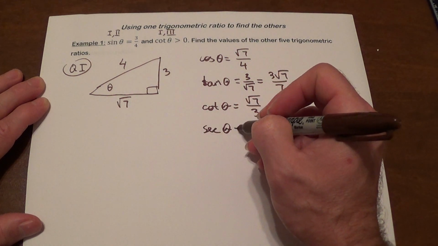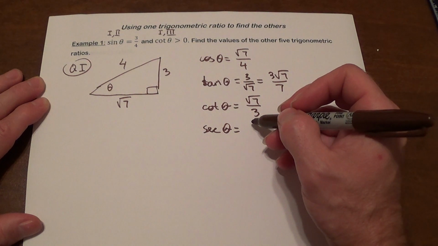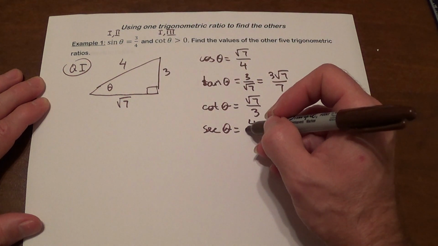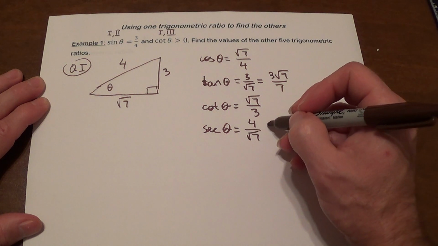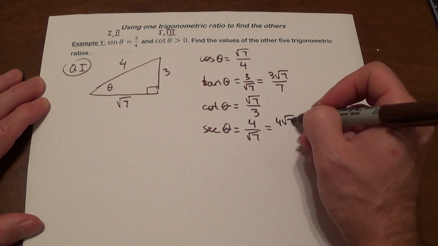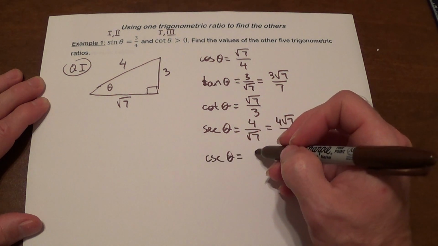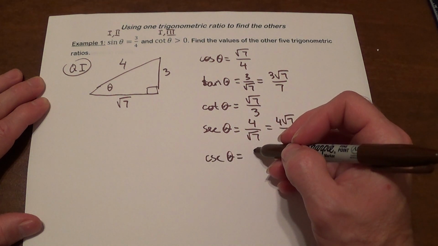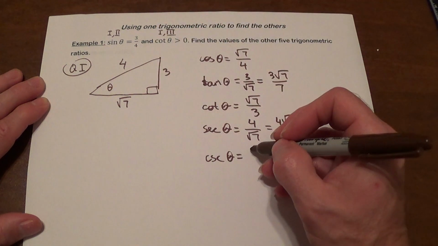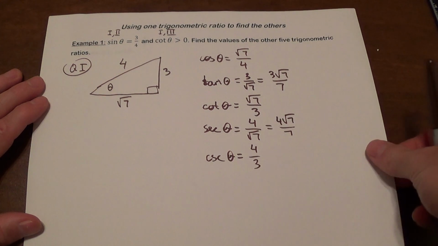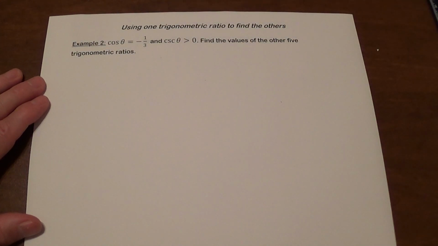Secant theta will be hypotenuse over adjacent, so 4 divided by square root of 7, which is going to be 4 square root of 7 over 7. And cosecant theta will be hypotenuse over opposite, which is 4/3. So we're done with that. This one's pretty simple. Let's move on to the next problem.